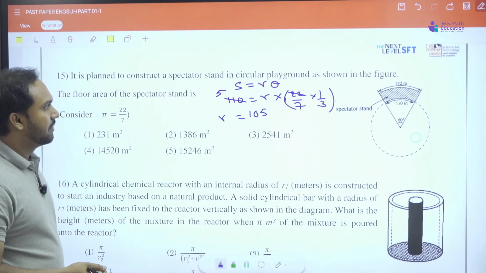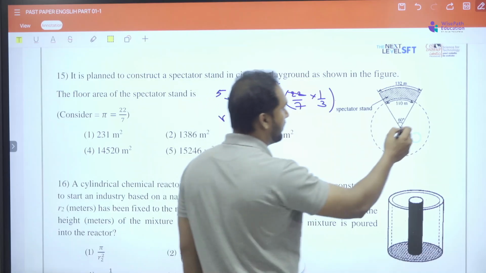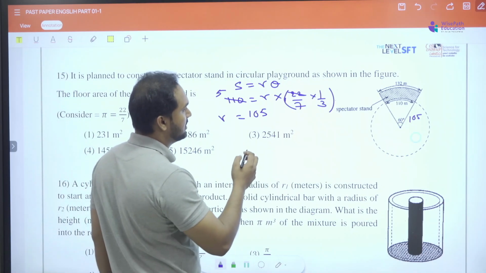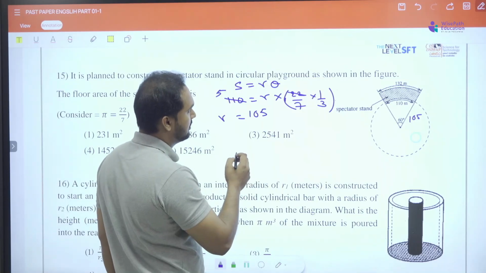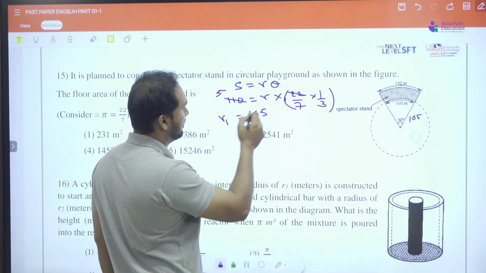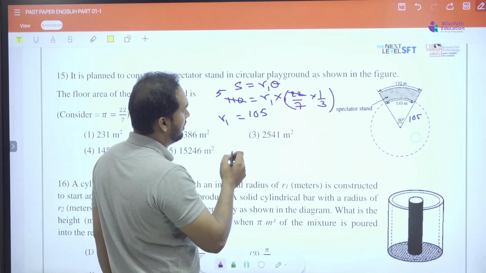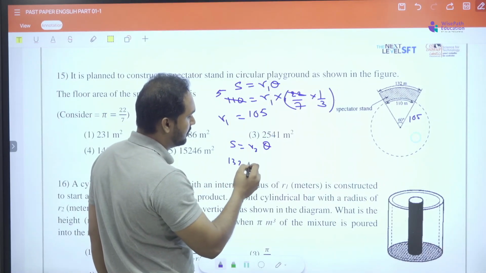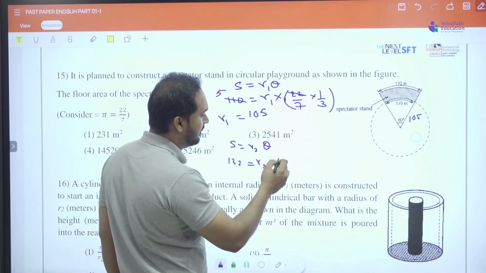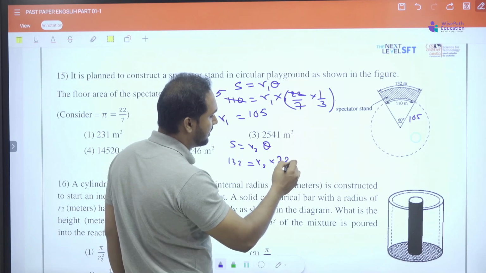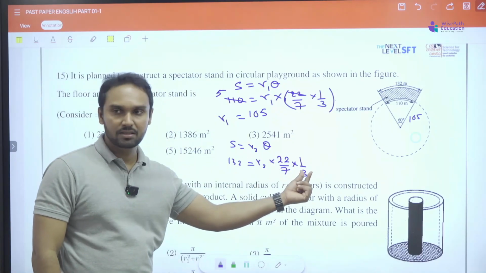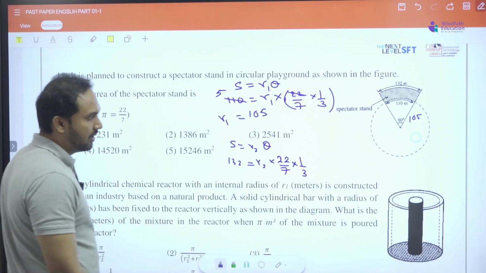So one radius we already found. That is 105, the small radius. The larger radius, how do you find it? Same equation, S equals r theta. Let's take it r1, S equals r2 theta, S is 132, you have to find r2, theta is again 22 over 7 divided by 3, this is pi over 3. And simplify it.